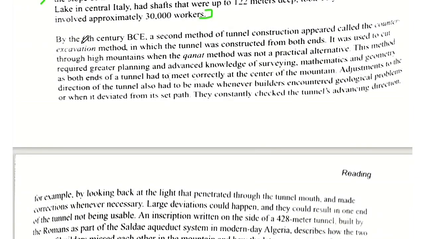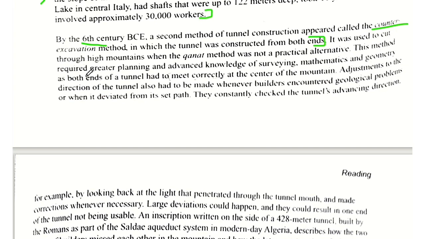By the 6th century BC, you can see here we saw the 6th century BC in the question also. A second method of tunnel construction appeared, called the counter excavation method, in which the tunnel was constructed from both ends. We are speaking about the counter excavation method, so this is your heading for this paragraph. It was used to cut through high mountains. The connect method was not a practical alternative.